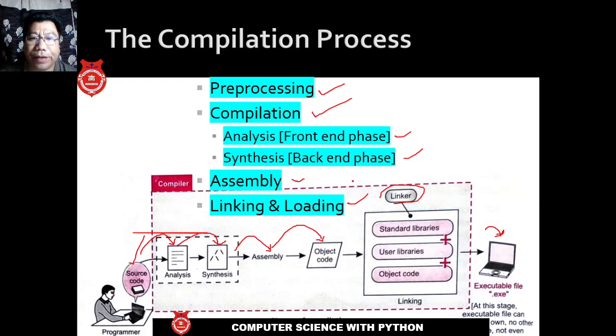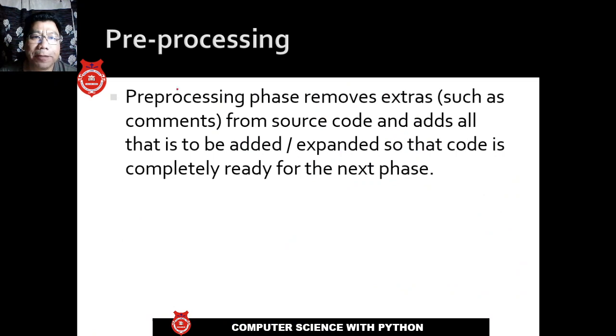We are going to study it one by one again. So first of all, what is the preprocessor? The preprocessor phase removes extras such as comments from the source code and adds or expands whatever is to be added, so that the code is completely ready for the next phase. In computer programming, we write comments which are important for the software engineer or the source code writer, but not important for the computer. So those things have to be removed in this pre-processing step.